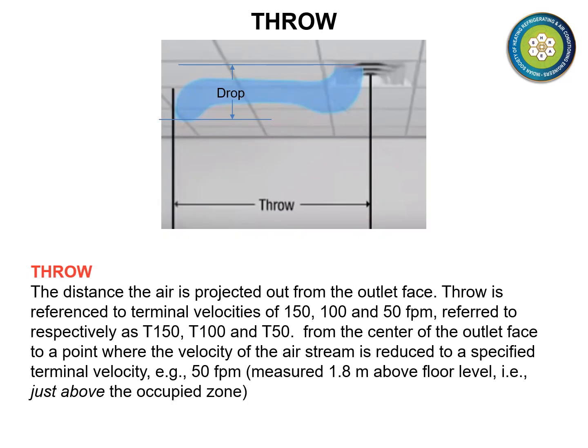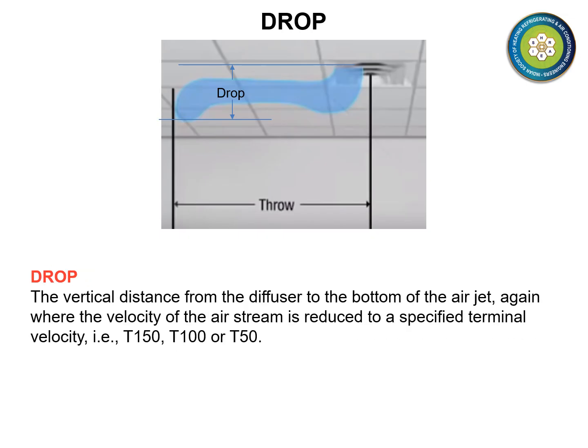Throw is the distance from the center of the diffuser's face to a point where the velocity of the air jet is reduced to typically 50 feet per minute, measured 1.8 meters above floor level. Drop is the distance from the diffuser to the bottom of the jet, again where the air velocity is down to 50 feet per minute.